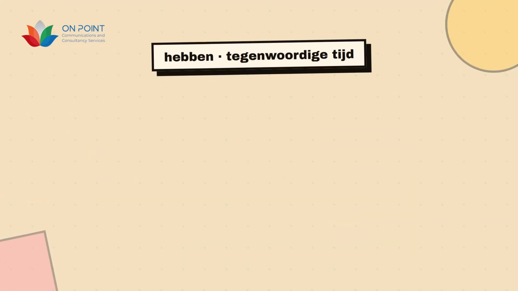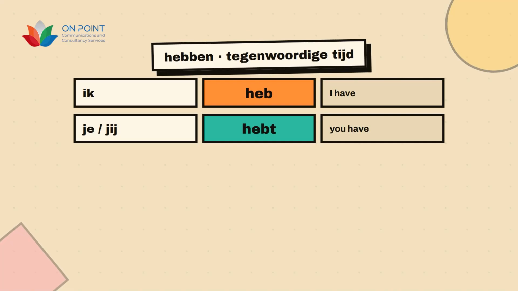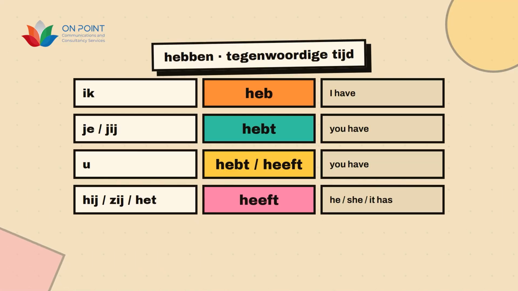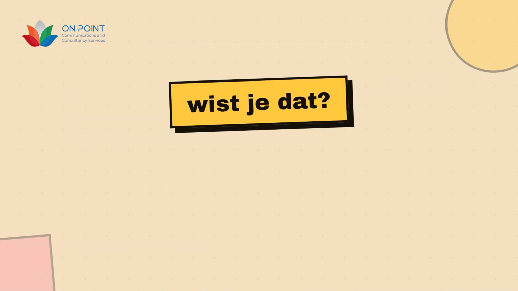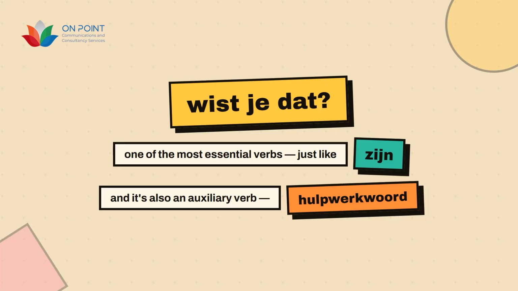So, in the present tense, hebben is conjugated as ik heb, je, jij hebt, u hebt, hij, zij, het heeft, wij, ze, jullie hebben. Did you know? Hebben, like zijn, is one of the most essential verbs in the Dutch language, and hebben, just like zijn, is also an auxiliary verb.